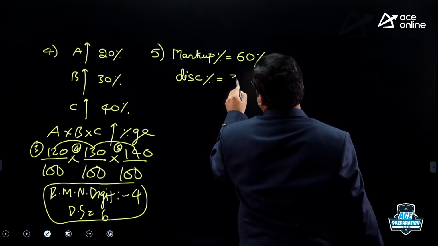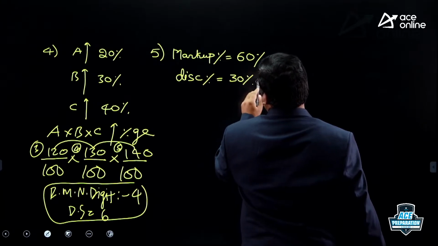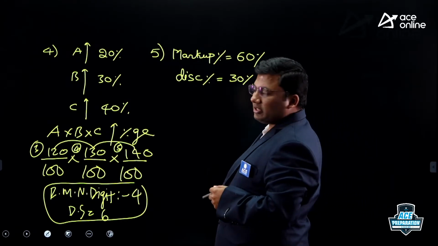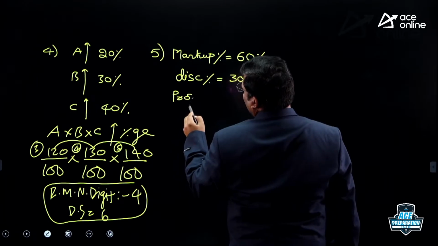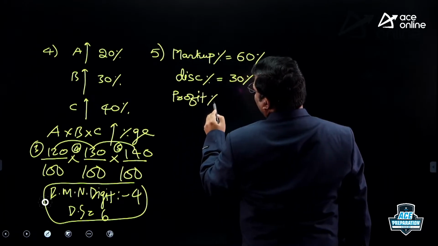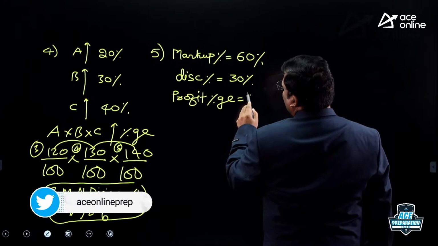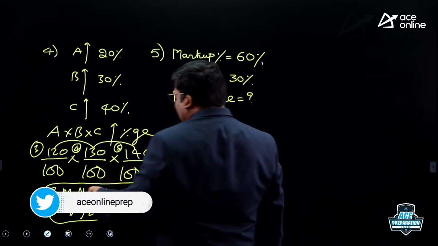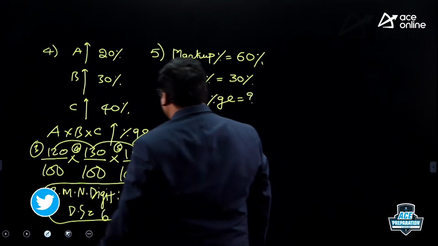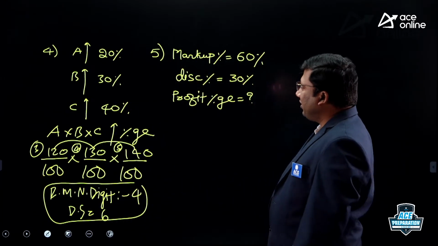Discount percentage is 30%. What will be the profit percentage? Markup percentage is 60%. Discount percentage is 30%. What will be the profit percentage?